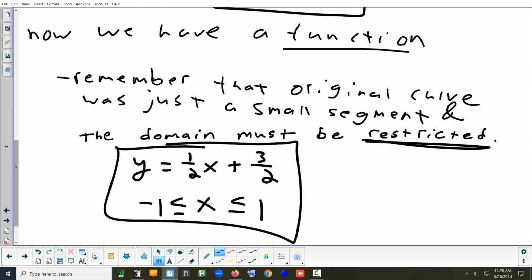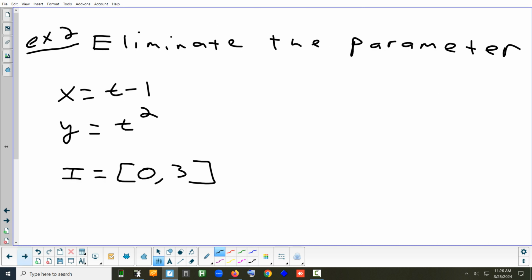Okay, any question on that? All right, so let's try another one. Same directions, eliminate the parameter. You can eliminate the parameter without even looking at the 0 to 3. That's going to be important when we place the restriction on our curve. But let's just try to eliminate the parameter. I think the only one we can do is the top one.